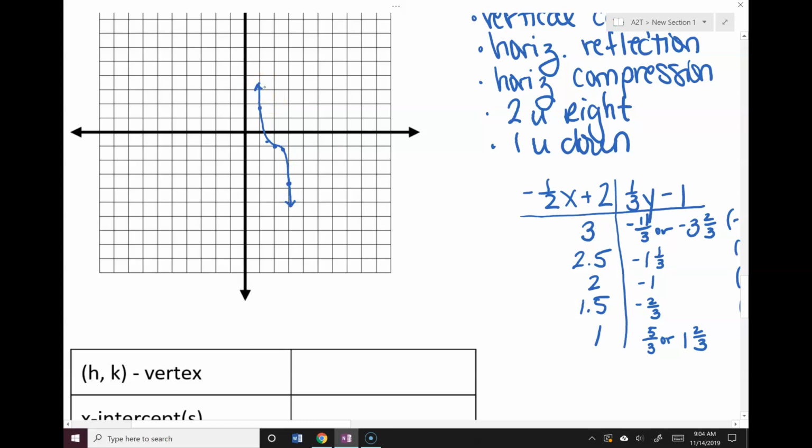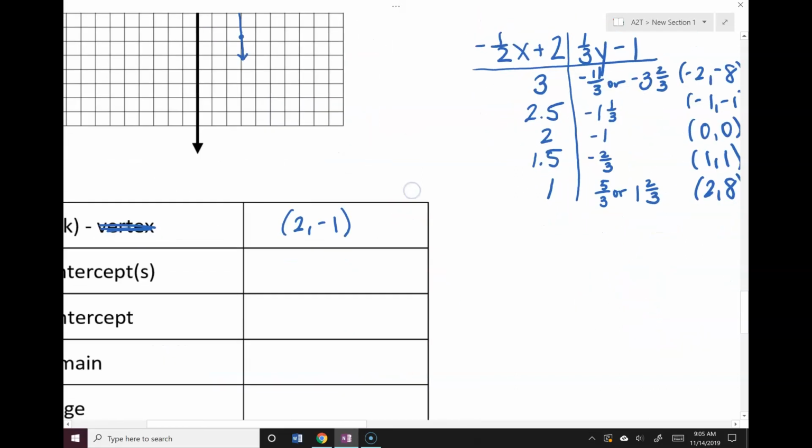So it looks like it's a vertical reflection, but we know by transformation language that it is not. It is a horizontal reflection. For this particular function, it has the same effect visually. Okay, so HK is not a vertex. HK is 2, -1. There is an x-intercept. We need to solve for that.